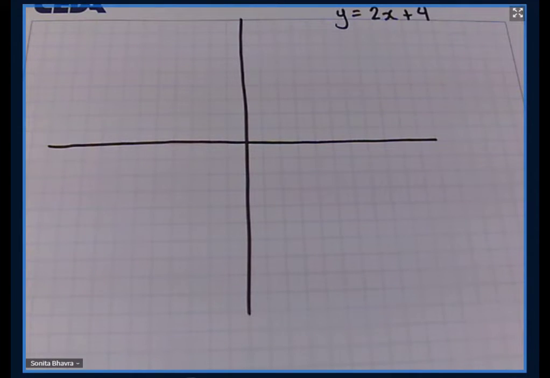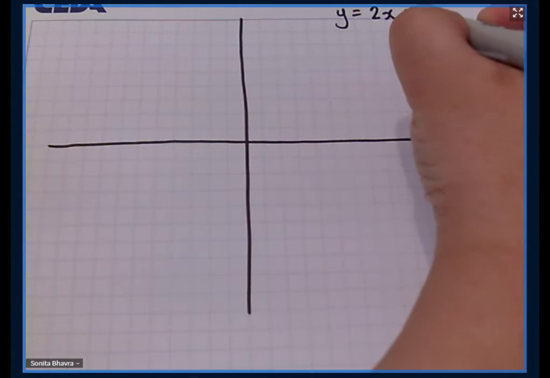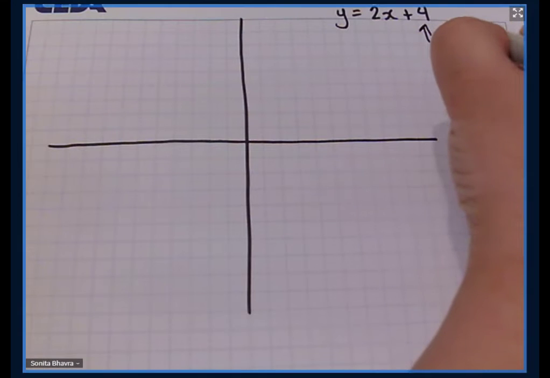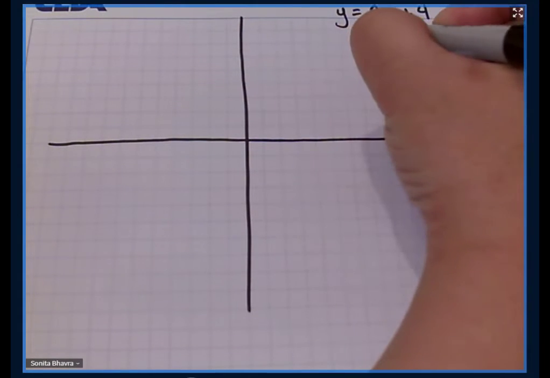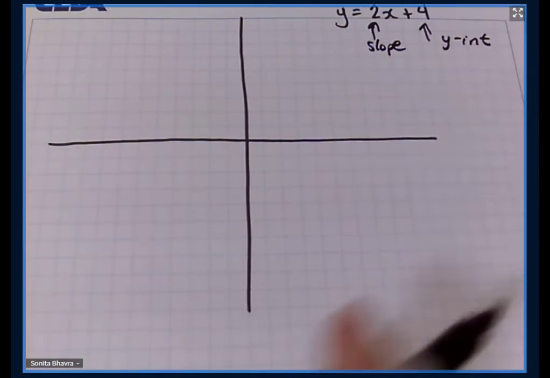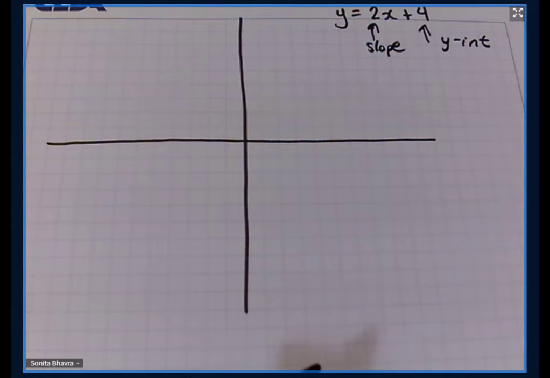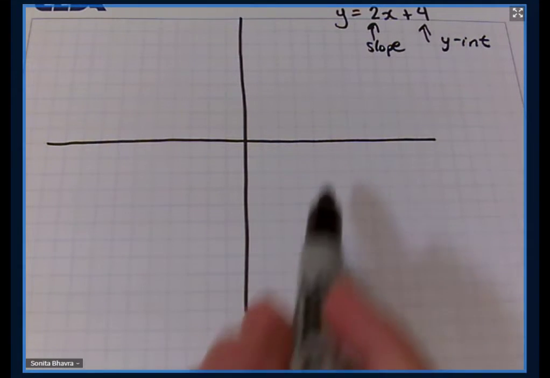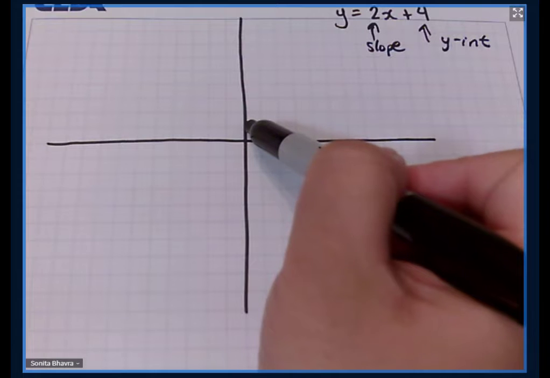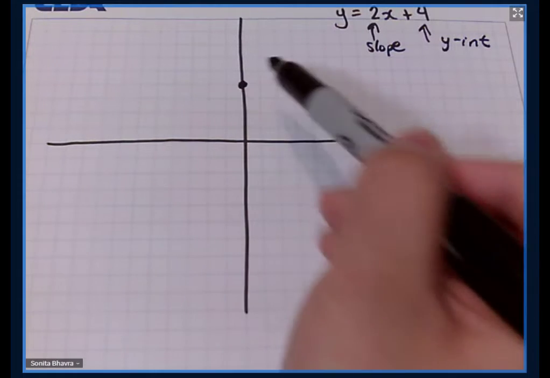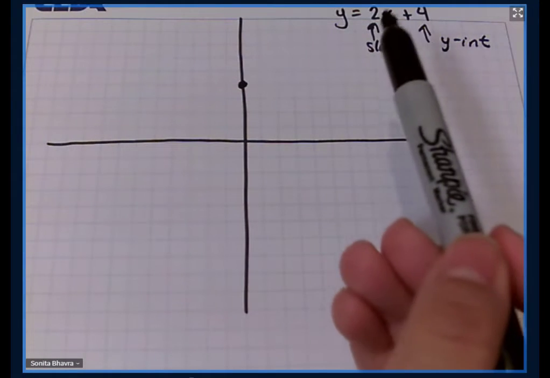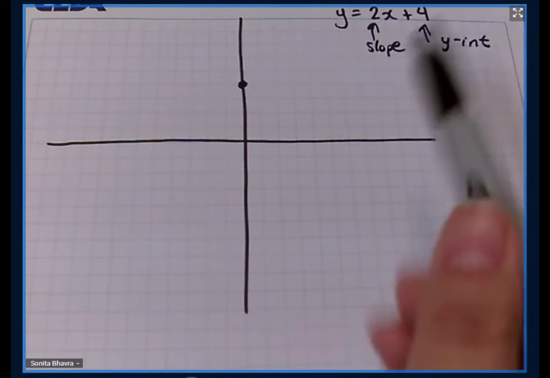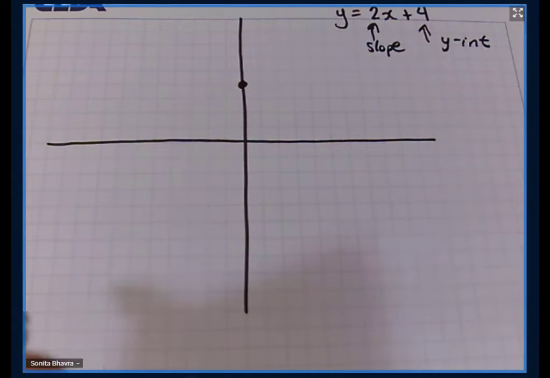But looking at this, y equals 2x plus 4, I can easily graph this because I have a y-intercept here. That's my y-intercept, and then that is my slope. So because I have those two pieces of information, I can do my sketch. So my y-intercept is at 4. So 1, 2, 3, 4. There's my y-intercept. And my slope is 2 over 1, meaning my rise is 2 and my run is 1.